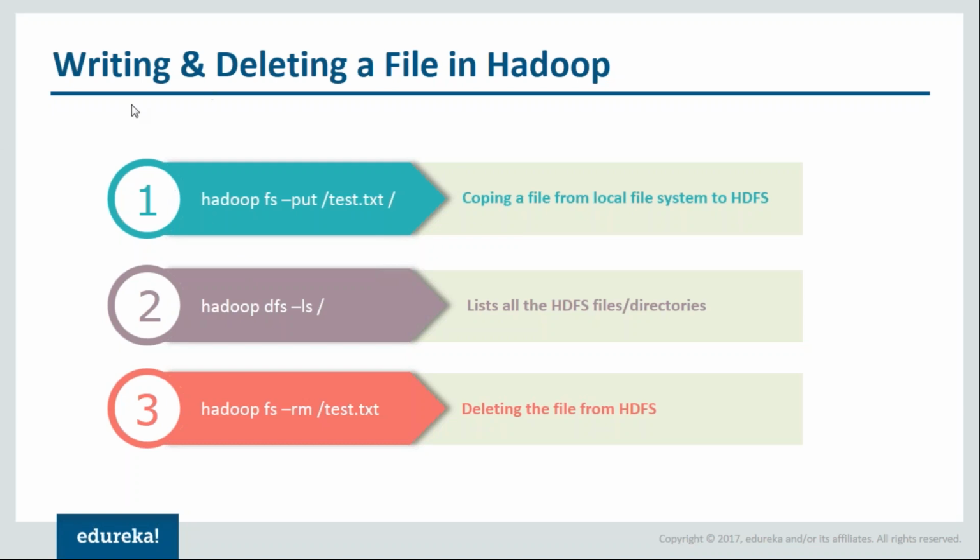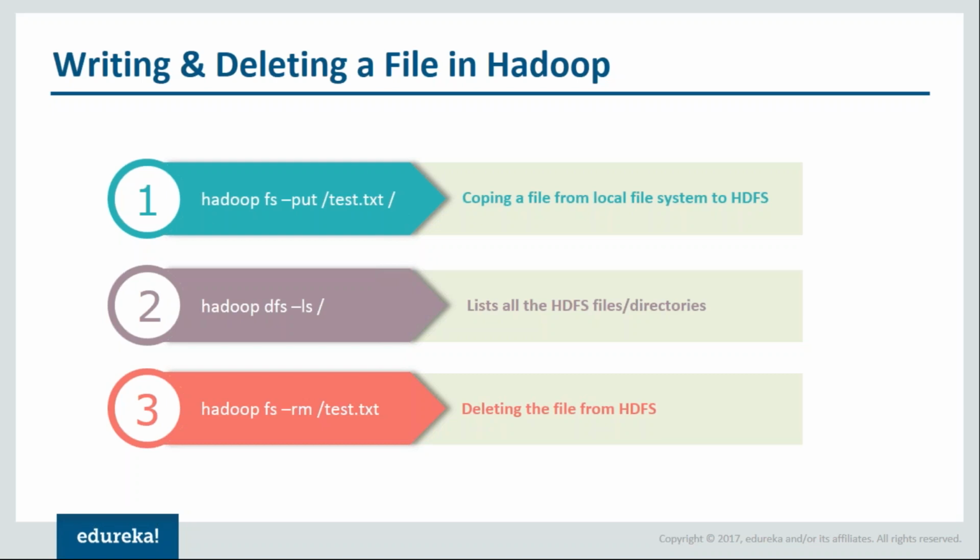These are a few commands that you can use to write or delete a file in Hadoop. If you want to copy a file from your local file system to your HDFS, you can use the command hadoop fs -put, and this is the name of your file. You have to type the proper path of the file so that it can be copied to HDFS. You can also mention the destination folder in HDFS where you want to copy it.